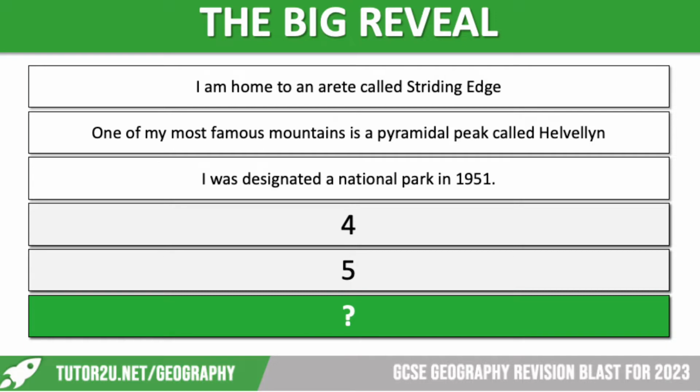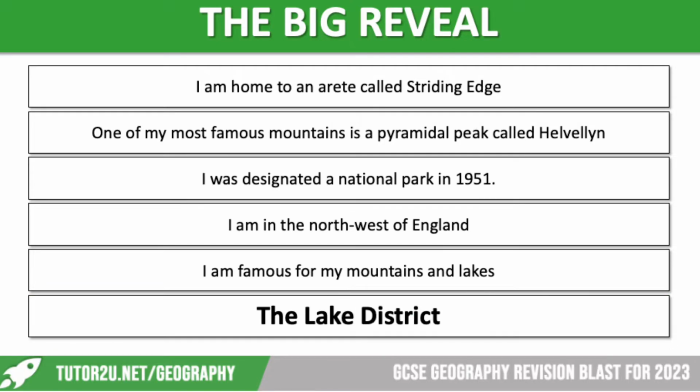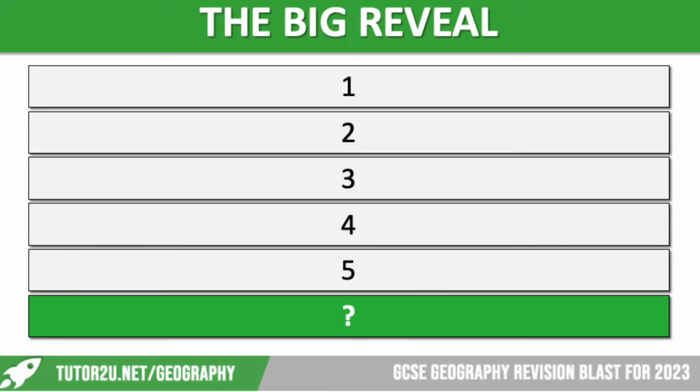Number 3, I was designated a national park in 1951. 4, I'm in the northwest of England. And number 5, I am famous for my mountains and lakes. Let's reveal. It is the Lake District. So some of you may have studied the Lake District as your named glaciated upland area. Right, let's do another one.